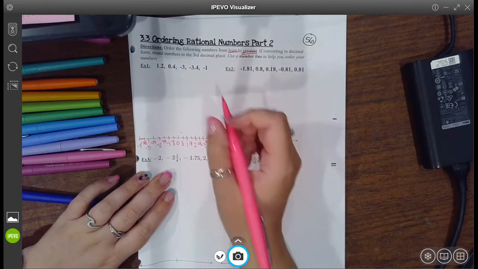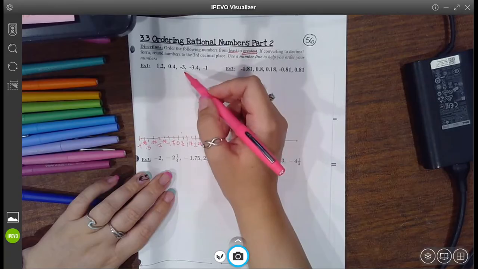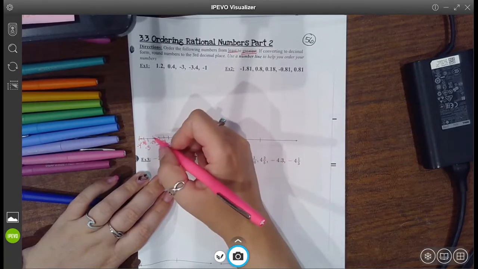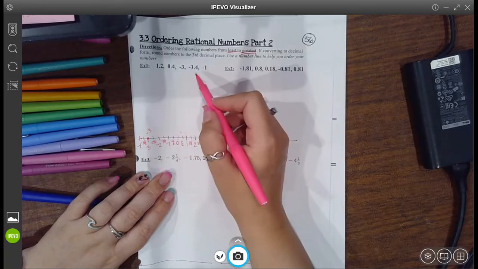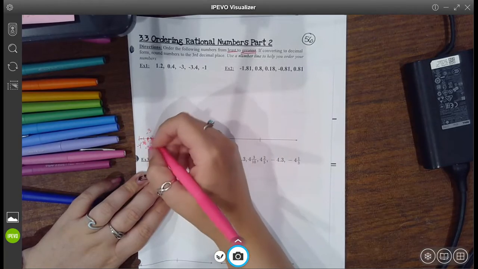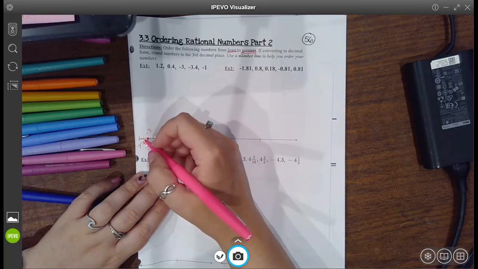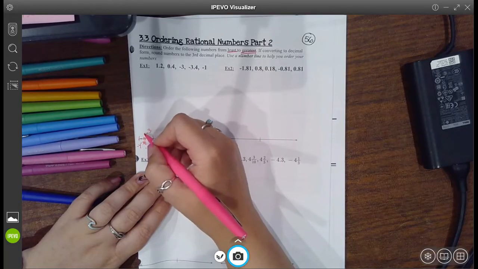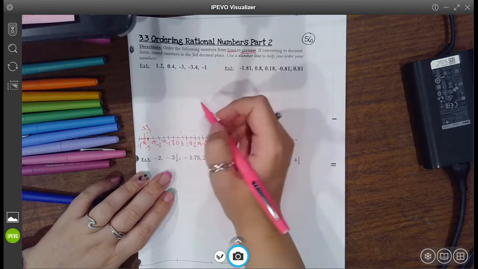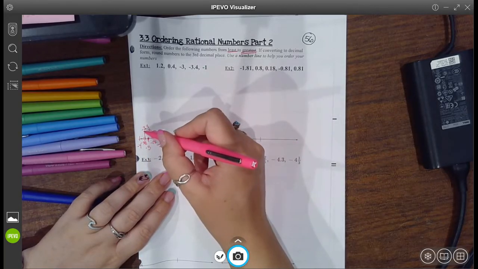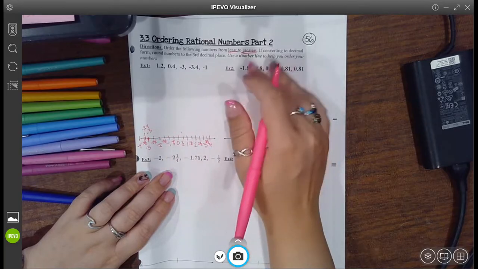Okay, so the first one is negative 3. That would be right here, negative 3. And then negative 3.4, that's kind of right here, since negative 3.5 is right there. So that's going to be right about there, negative 3.4. So if I'm going from least to greatest, that's going to be the smallest, and then this one.